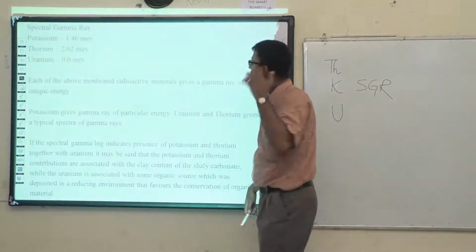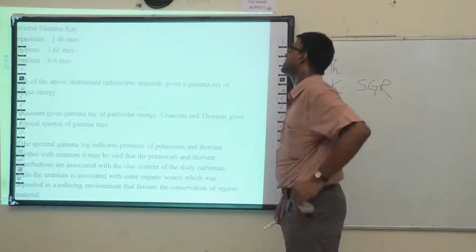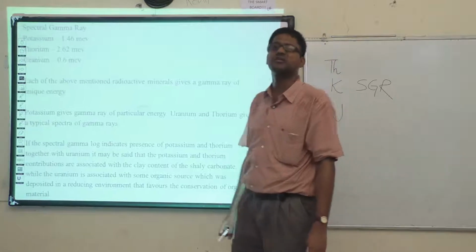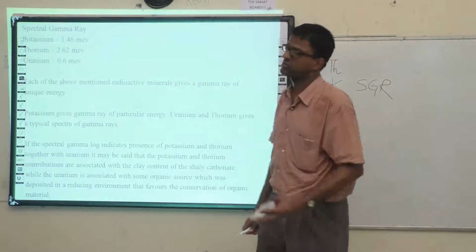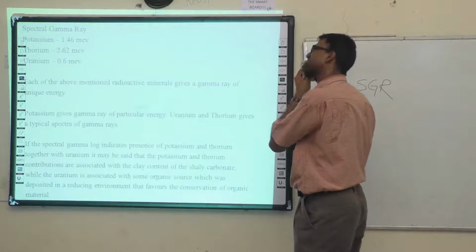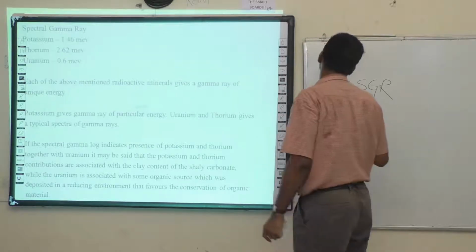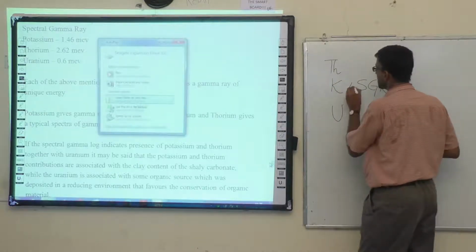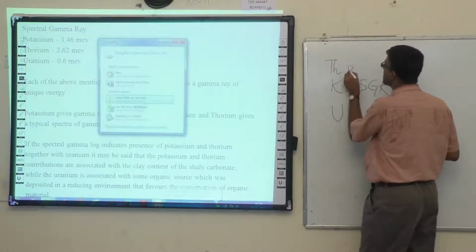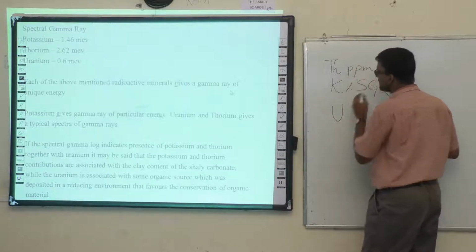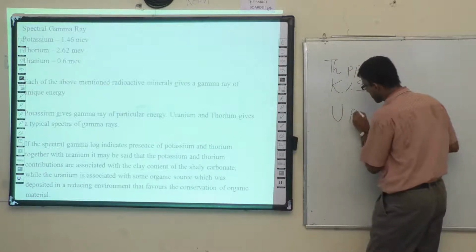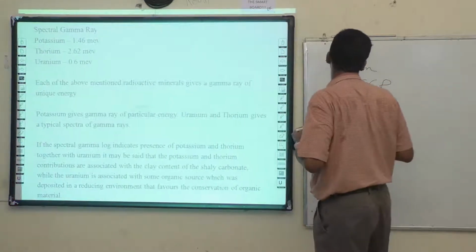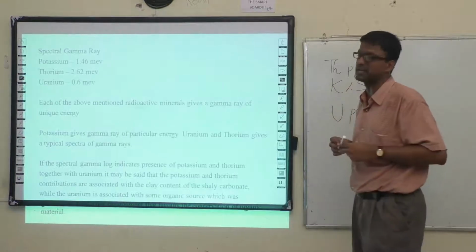the emission of gamma rays in MeV 1.46, 2.6, and 0.6. MeV stands for millions of electron volt. That is the unit. Now, potassium is measured in percentage, whereas thorium and uranium are measured in ppm. Okay, so ppm is nothing but parts per million.